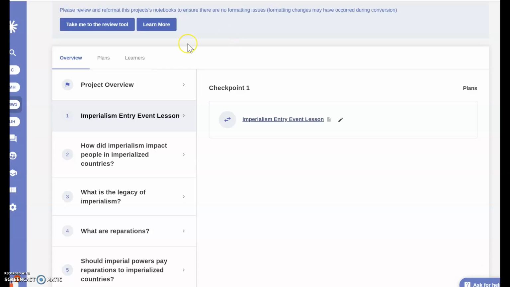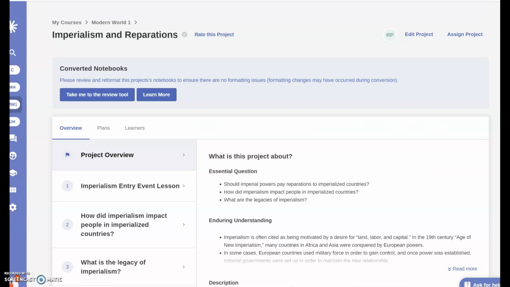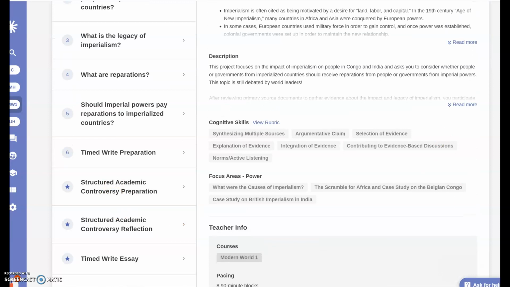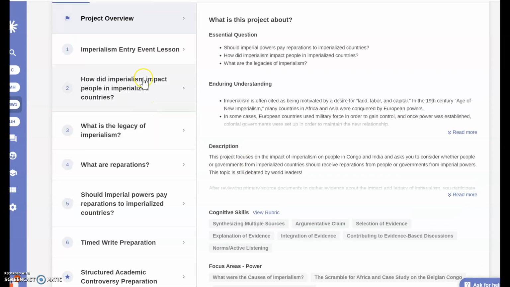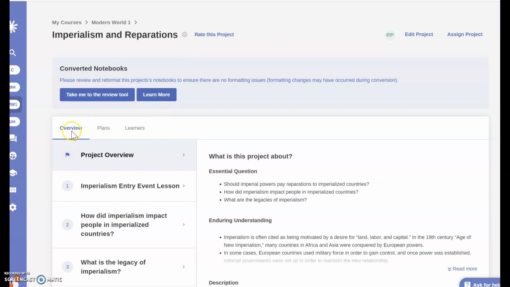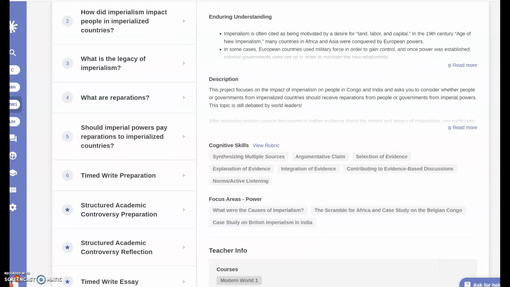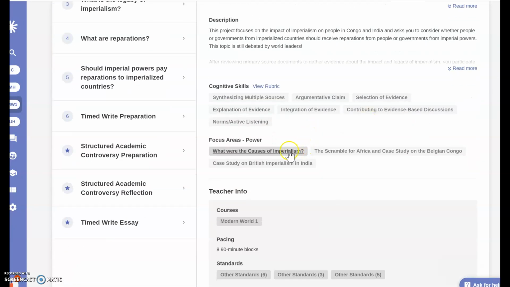This is our introduction to our new project, Imperialism and Reparations. You can see there are 3 final products to this project. There are 5 Summit checkpoints, not counting mine, and every week I give you one of mine. But because many of you need to still get caught up, this week I'm going to have you just focus on going through the overview, doing my lesson, and working on your focus area.